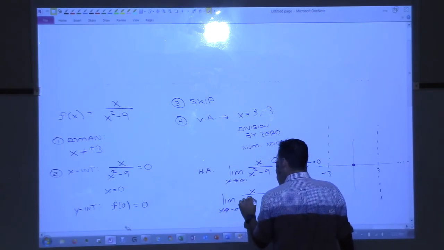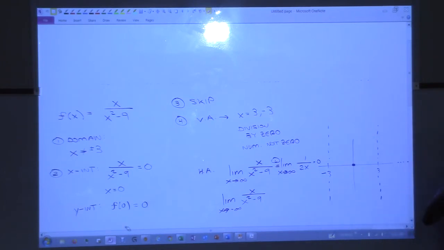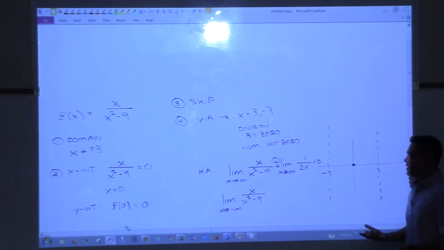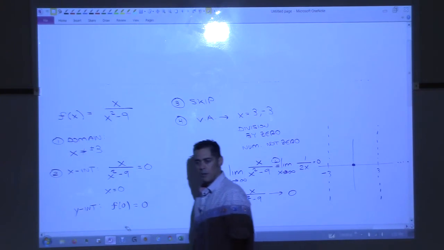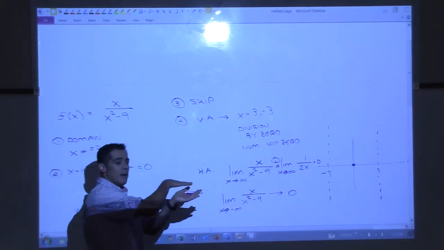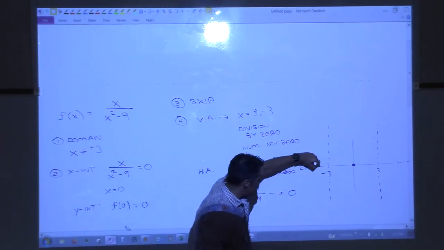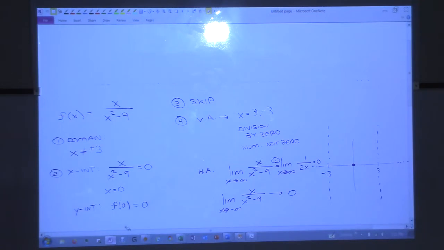No. It doesn't, because we still get infinity over infinity. Doesn't matter if it's plus or minus. Just top's getting big, bottom's getting big. We do L'Hopital again, and when we do L'Hopital, we should get 0. All right? So that means out the left side, our function's going to flatten out to y equals 0. So out this side flattens out. Okay? Any questions?